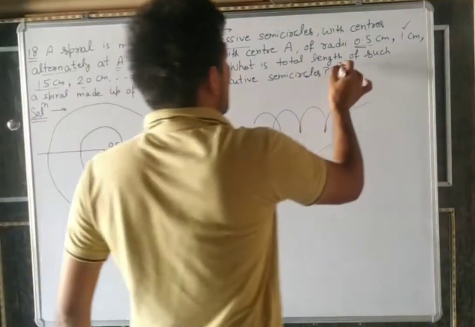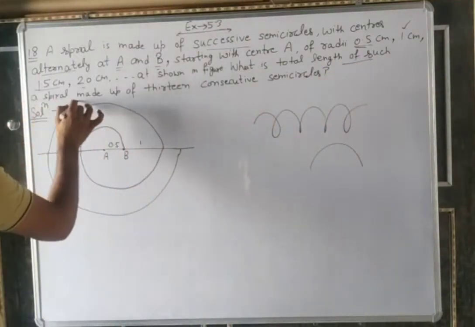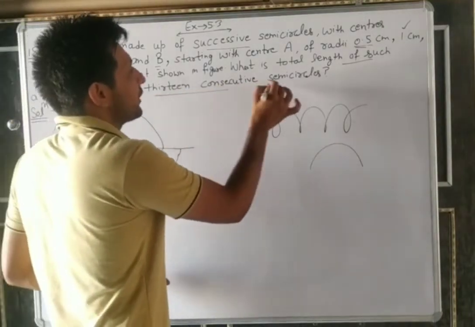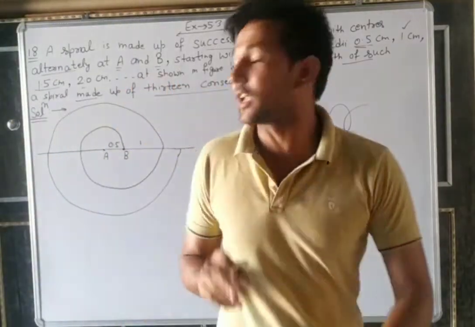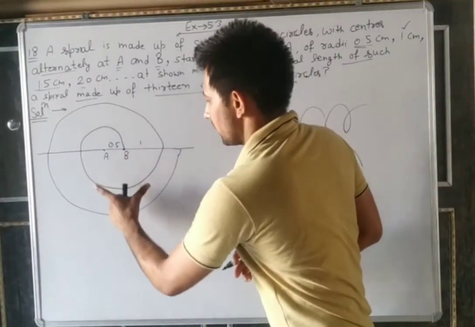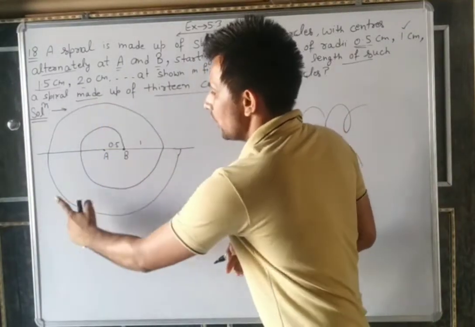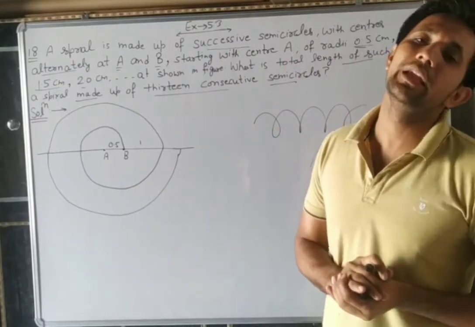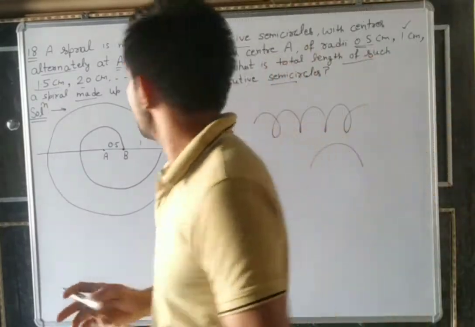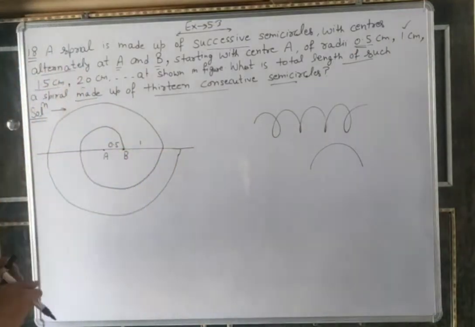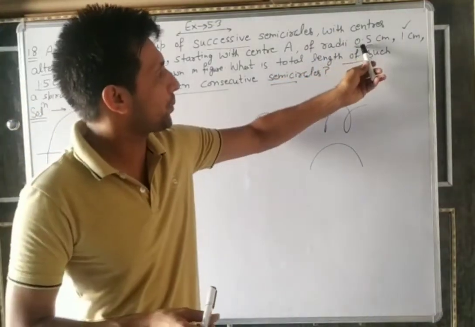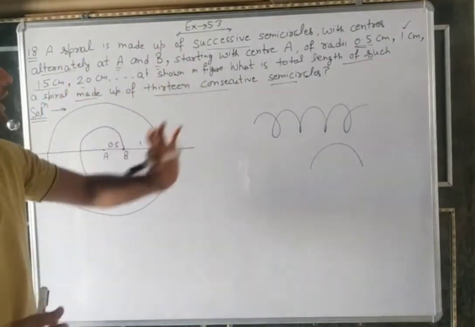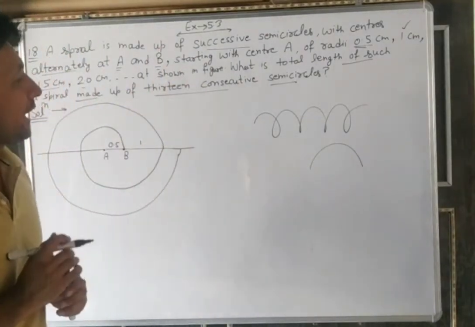What is the total length of such a spiral made up of 13 consecutive semicircles? How many semicircles? 13. 1, 2, 3, 4, like this one. 13 semicircles. Understand here? And every time the radius is first 0.5, 1, 1.5, 2, 2.5, 3, like this one. And what is the total length?